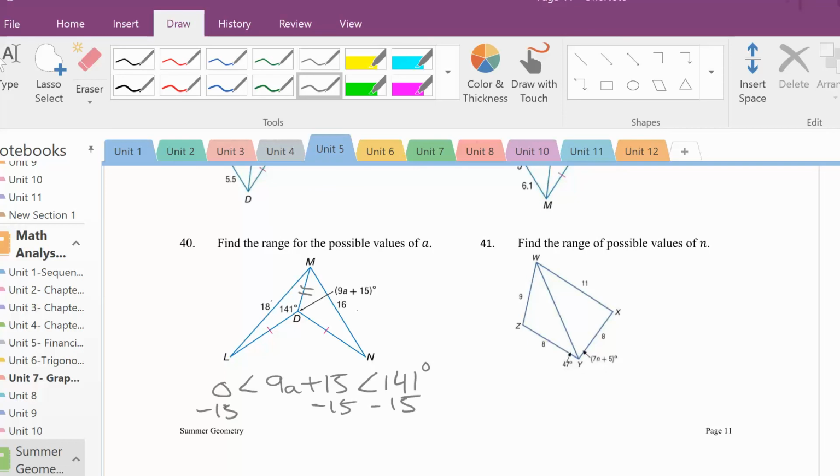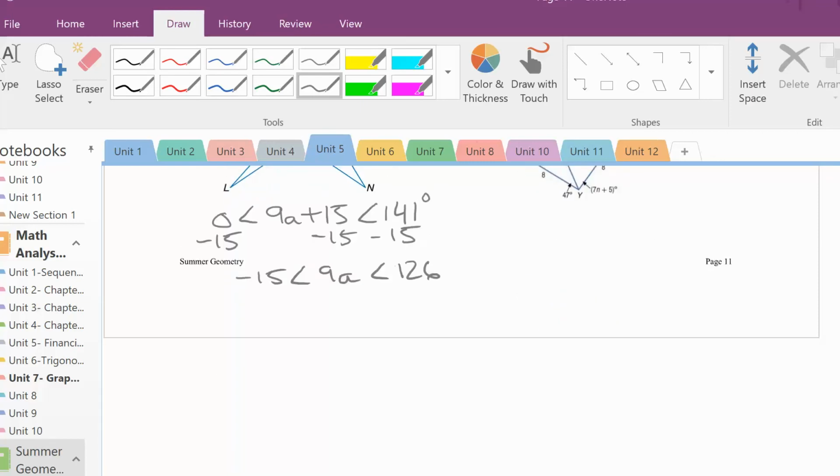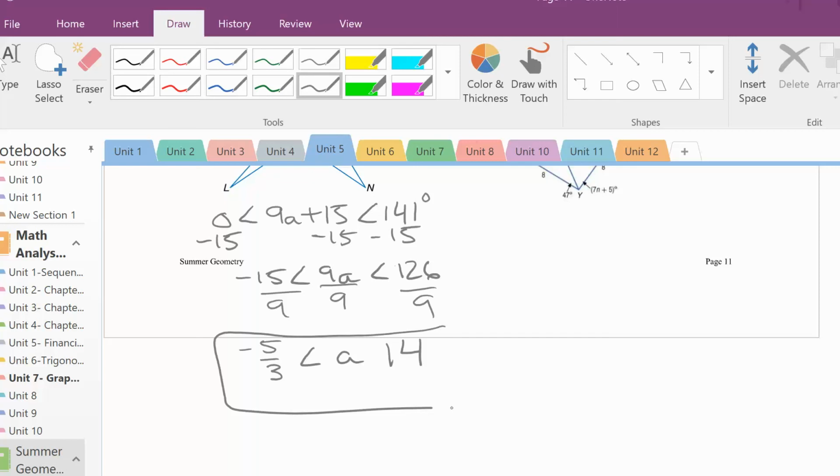So I subtract 15 from both sides. So I get negative 15 is less than 9A is less than 126. Then you divide by 9. So you get negative 5/3 when you reduce is less than A, which is less than 14. So A has to be between negative 5/3 and 14. Those are the possible values for A.